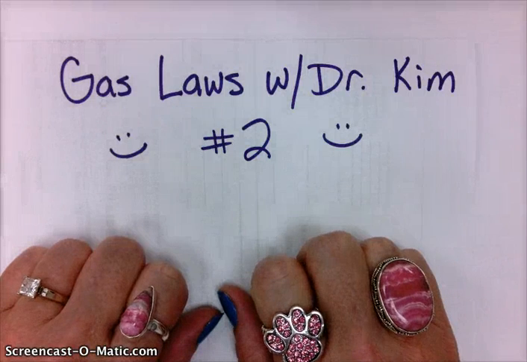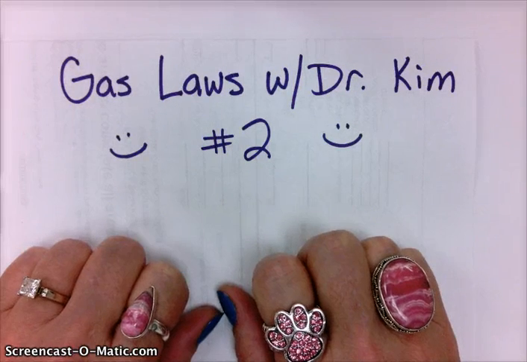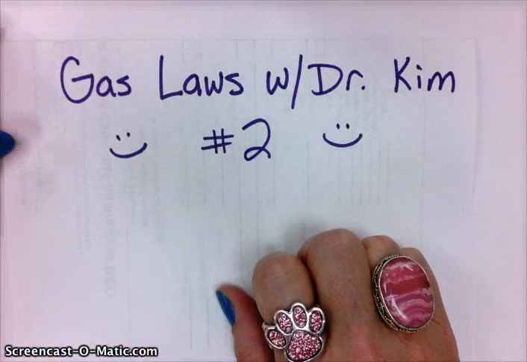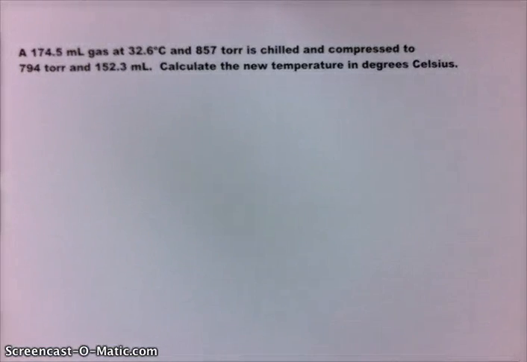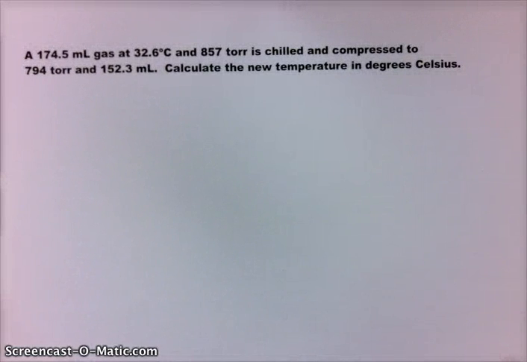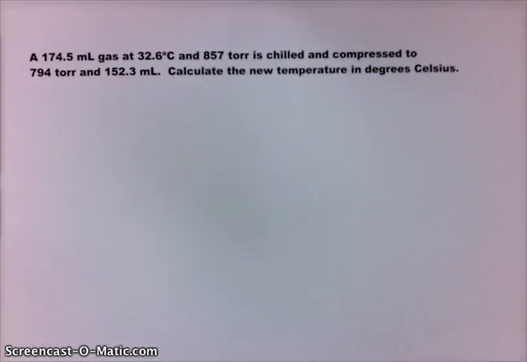Good day. We are now going to try a second gas law problem, and this one's going to be quite a bit more difficult than the first one. So the question is, 174.5 milliliter gas at 32.6 degrees Celsius and 857 torr is chilled and compressed to 794 torr and 152.3 milliliters. Calculate the new temperature in degrees Celsius.